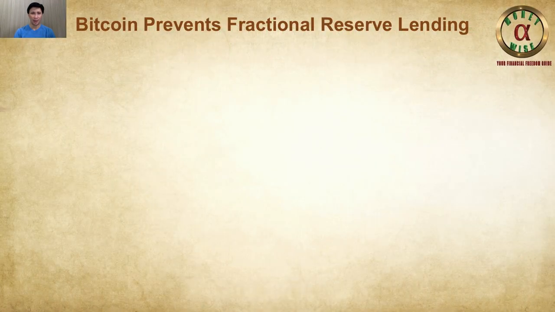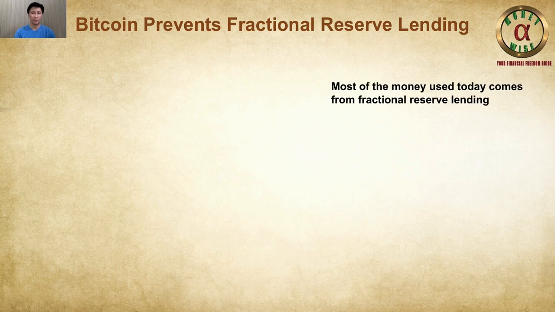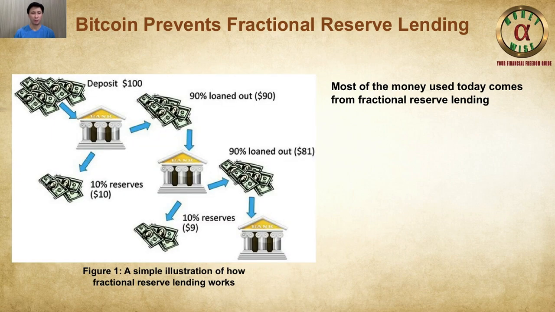Today, we're going to talk about how Bitcoin prevents fractional reserve lending. So most of the money used today comes from fractional reserve lending. So figure 1 is just a simple illustration of how fractional reserve lending or banking works.